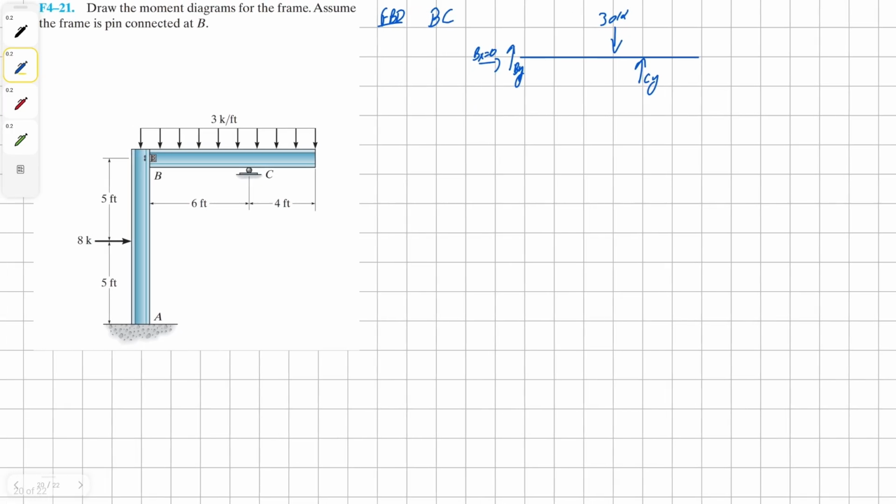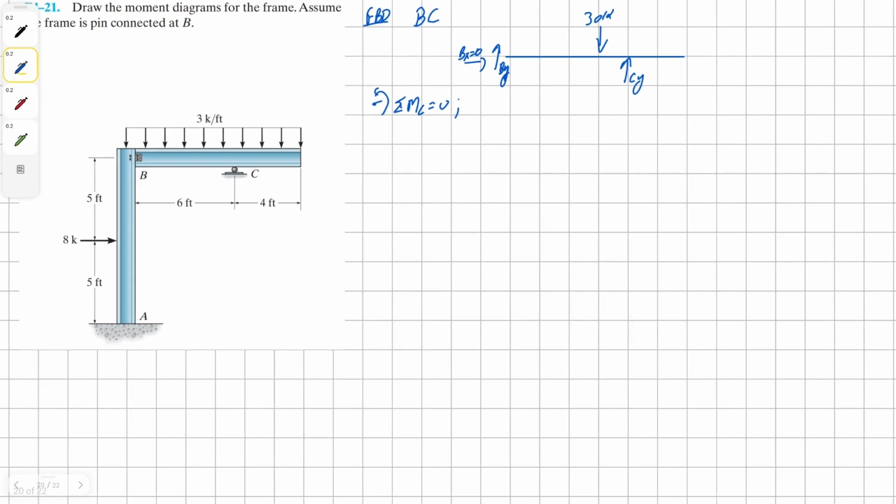Now we can take a moment about the point C to find our solution for By. So we're going to have 30 kg times 1 counterclockwise and clockwise By, and it's 6 feet away, all equals to 0. So for By we get our solution as 5 kg. And then for Cy we're going to have 30 take away 5, which is 25. So Cy is 25 kg.